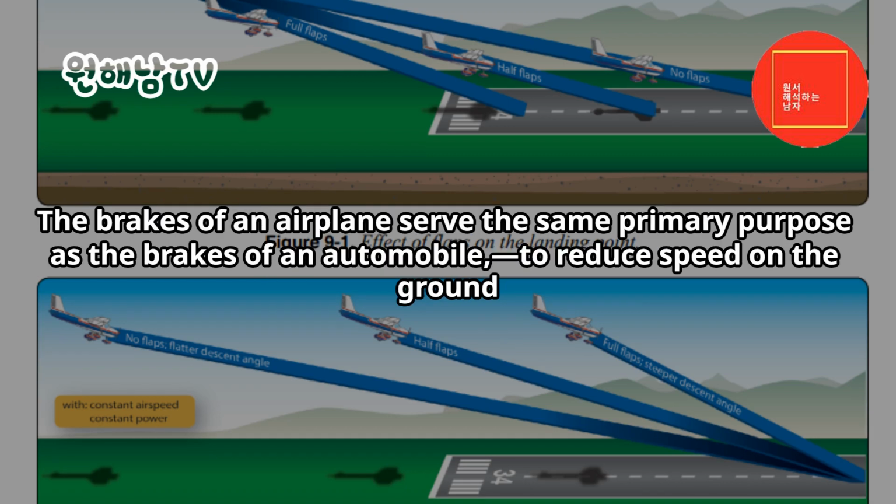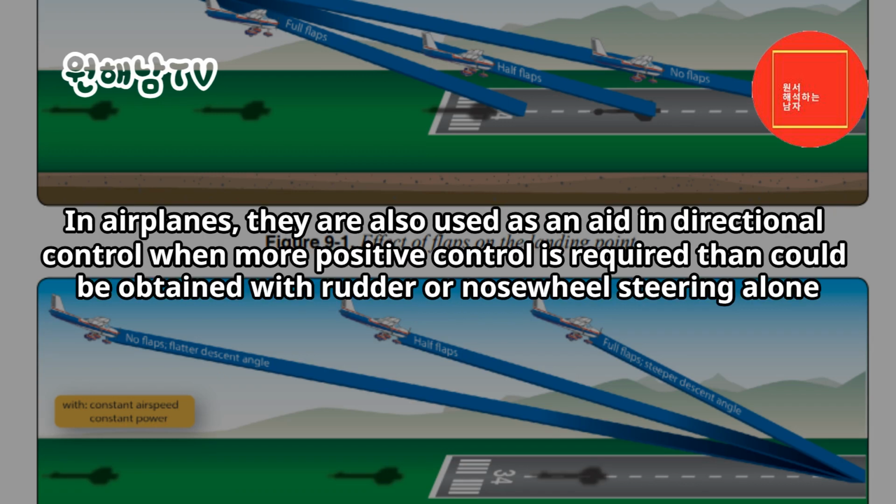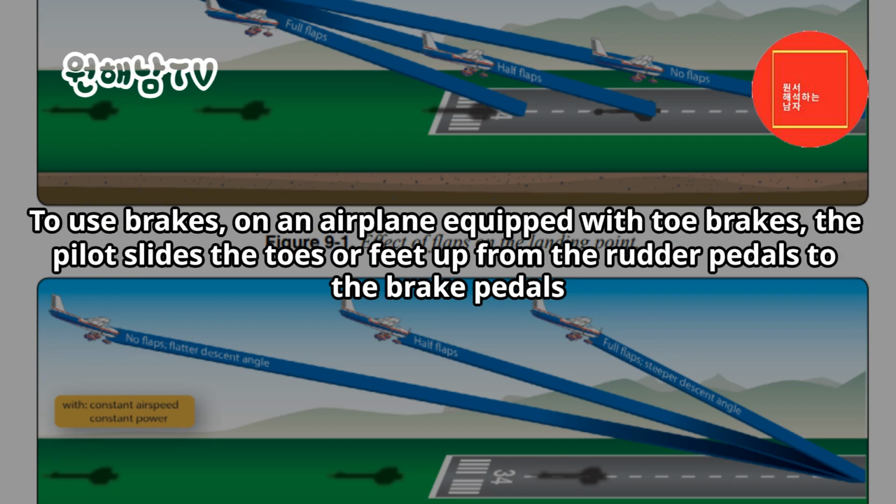The brakes of an airplane serve the same primary purpose as the brakes of an automobile, to reduce speed on the ground. In airplanes, they are also used as an aid in directional control, when more positive control is required than could be obtained with rudder or nosewheel steering alone. To use brakes, on an airplane equipped with toe brakes, the pilot slides the toes or feet up from the rudder pedals to the brake pedals.